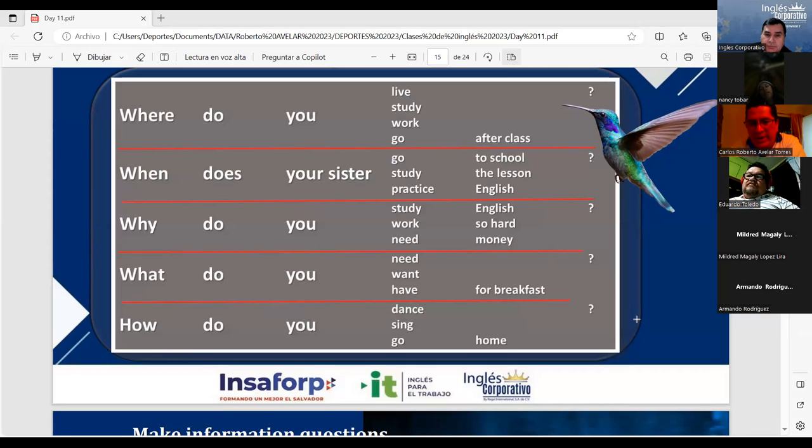When does your sister go to school? When does your sister study the lesson? When does your sister practice English? Where do you study English? Where do you work so hard?